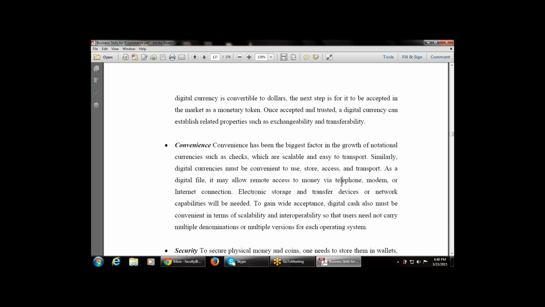As a digital file, it may allow remote access to money via telephone, modem or internet connection. Electronic storage and transfer devices or network capabilities will be needed. So digital currency must be convenient to use, store, access and transport.